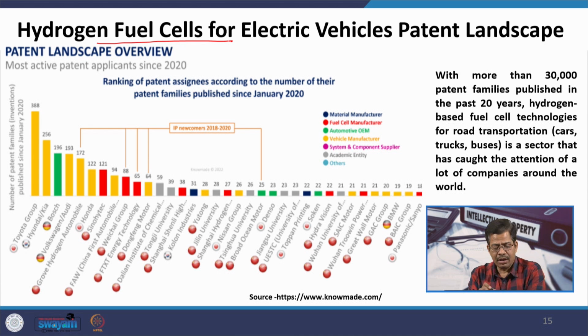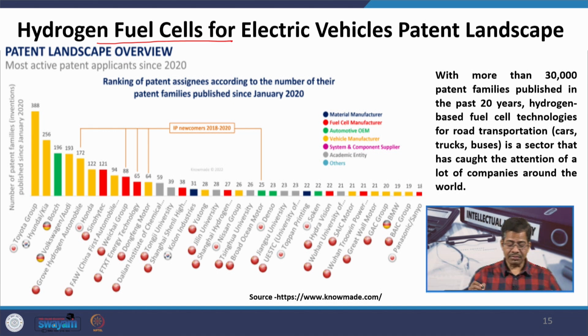These days a lot of issues are happening, a lot of agenda is there to promote electric vehicles. Now, electric vehicles require batteries. For replacing those batteries, now scientists are working to have hydrogen fuel cells, which can replace the conventional batteries which we are using in the electric vehicles. Now, it is the outcome of this patent landscape.